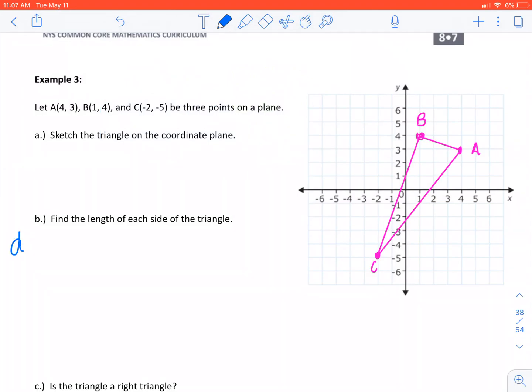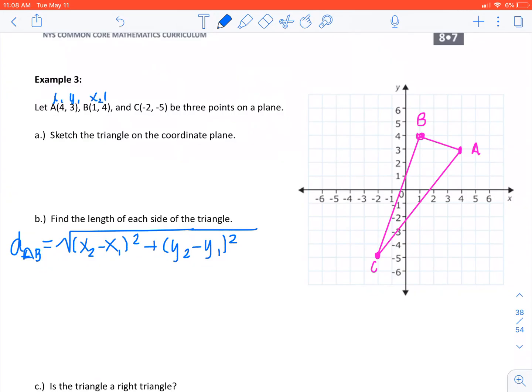Ready? So let's do distance of AB. All right, so let's start with the formula. The square root of x2 minus x1 squared plus y2 minus y1 squared. And by the way, I was about to do the Pythagorean theorem by making right triangles. You could do that. That is a method that would work. All right, so I'm going to talk about A and B. I'm going to label this x1, y1, and x2, y2.